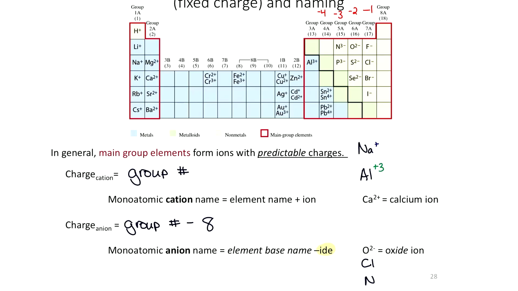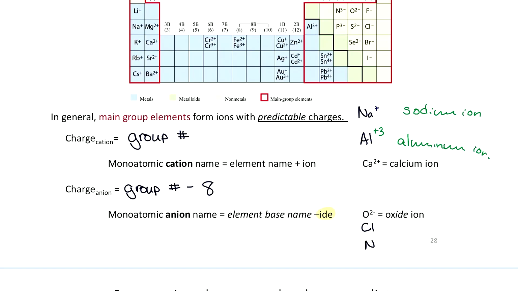+3, because it's in group 3 and it's a metal. And the names of these: this is sodium ion, and aluminum would have the name aluminum ion. So these other ones, we did calcium 2+, that's the calcium ion. Calcium's in group 2A. Oxygen is a 2- because it's in group 6A. We call that the oxide ion.